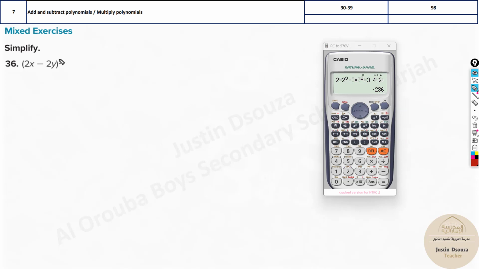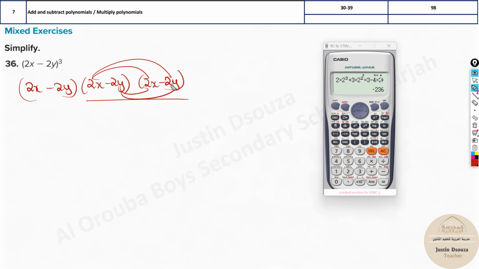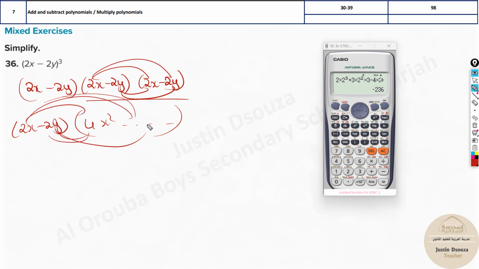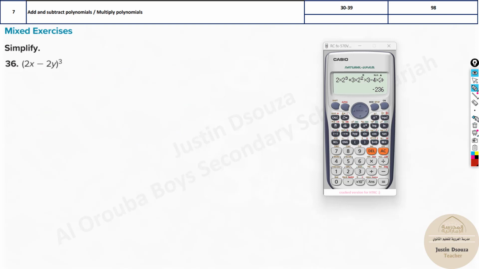Instead of using the identity, they have taken 2x minus 2y multiplied by 2x minus 2y, again multiplied by 2x minus 2y. Now first solve any two, and then you will get an answer. It'll be something 4x square and so on. So that is multiplied then again with 2x minus 2y, like this, the distributive property, and you will get the answer. That's fine. But have you ever thought about the identity, which is a minus b the whole cube?